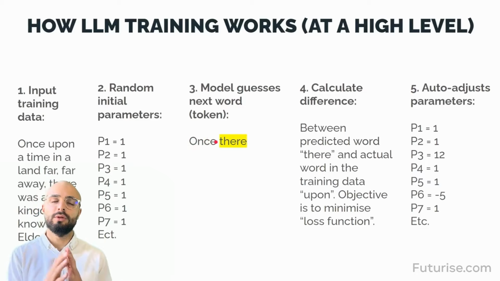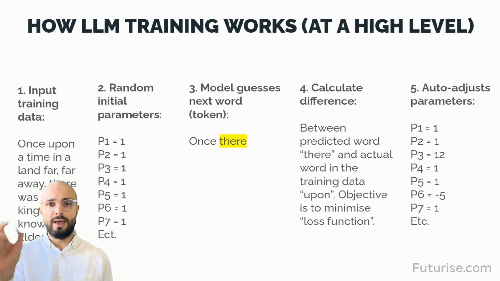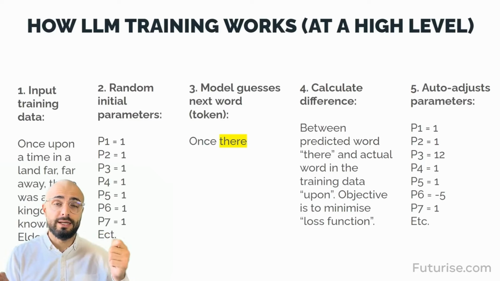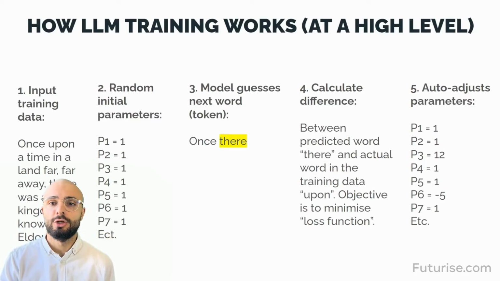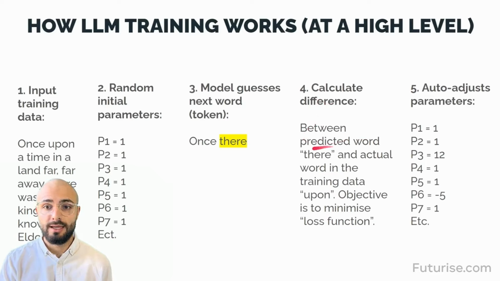So let's say, for example, the model then predicts the next word that comes after "once" is the word "there". Then what the model does is it tries to calculate the difference between the word that it predicted and the word that it should have predicted based on the training data. So in step 4, it calculates a difference between the predicted word "there" and the actual word in the training data, "upon".